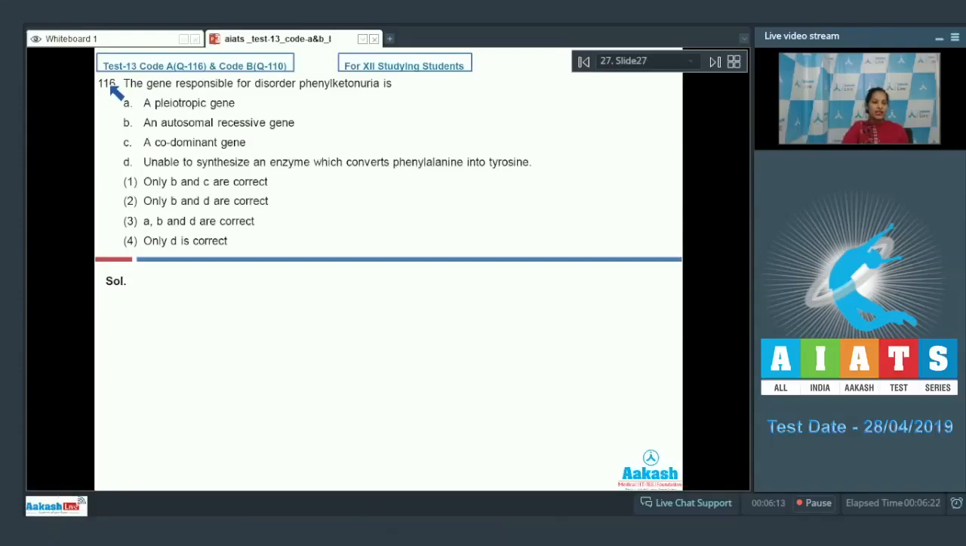Question number 116. The gene responsible for disorder phenylketonuria is A. A pleiotropic gene, B. An autosomal recessive gene, C. A codominant gene, D. Unable to synthesize an enzyme which converts phenylalanine into tyrosine. First option only B and C are correct.